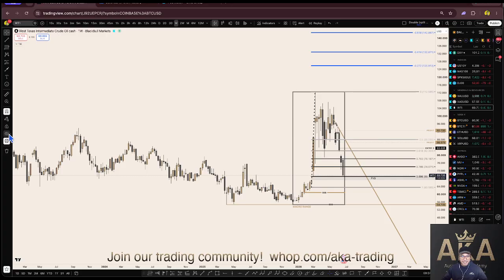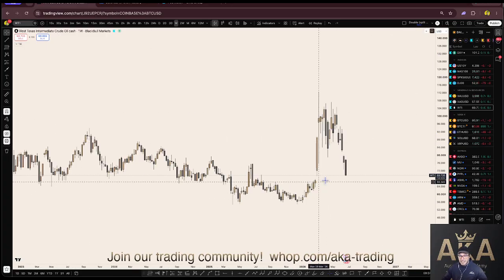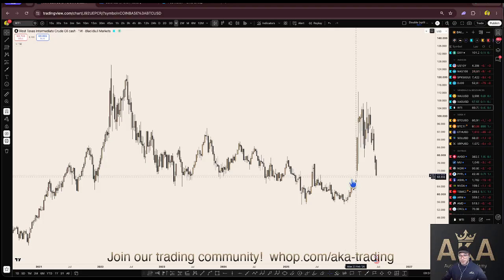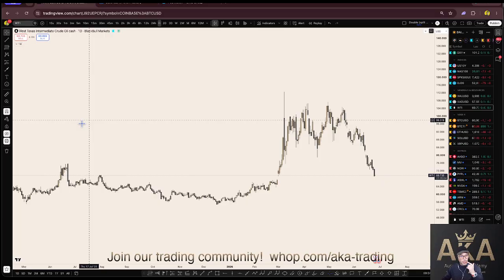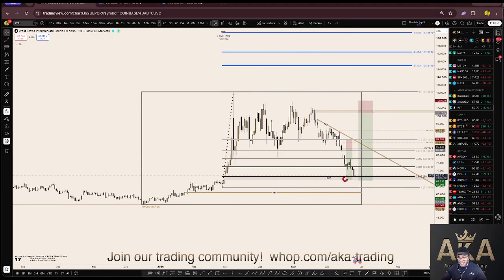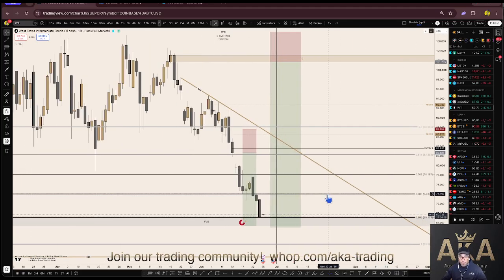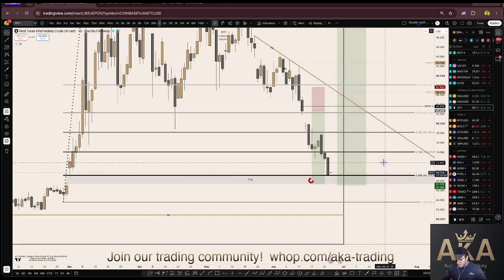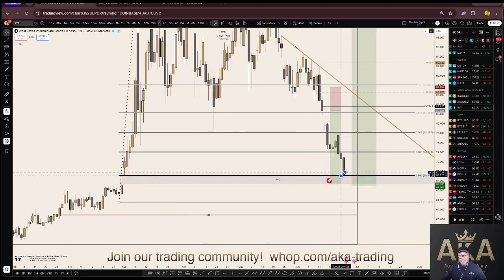Let me just hide everything. There's a massive fair value gap there on oil. It's of course going to be a target, and we've talked about this now for a couple of weeks, I think. You can see there's a little magnet there. You know what the magnet means. We are now trading there. Okay, so we're now trading here.